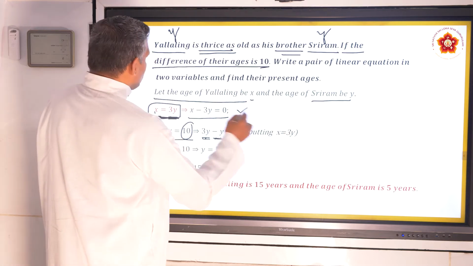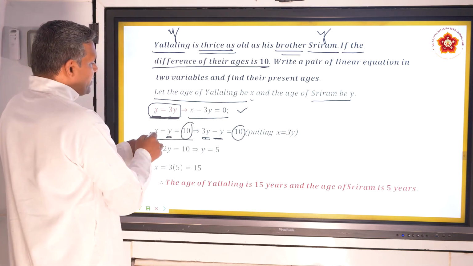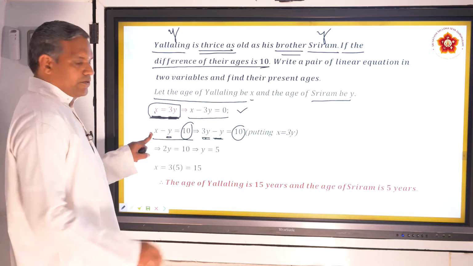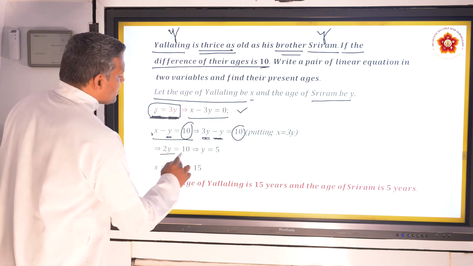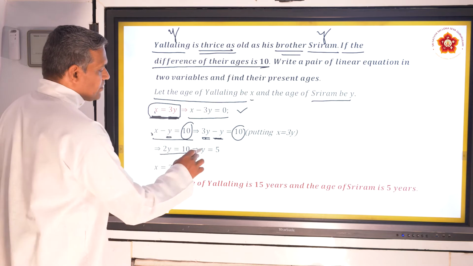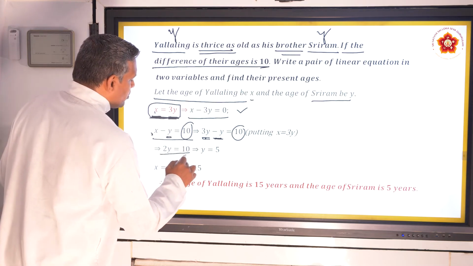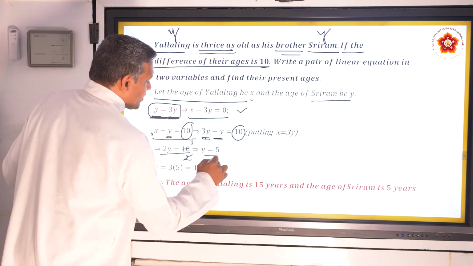That is putting x is equal to 3y. In the place of x you substitute, then you get 3y. So 3y minus y is equal to 2y. 2y is equal to 10, no? y is equal to 10 over 2. So 2 fives are 10, y is equal to 5.